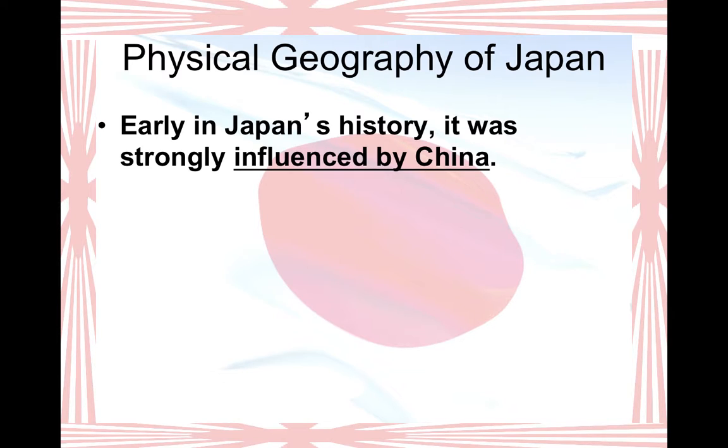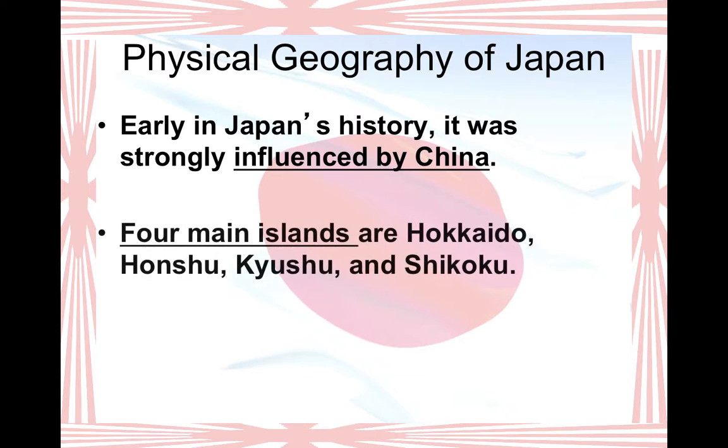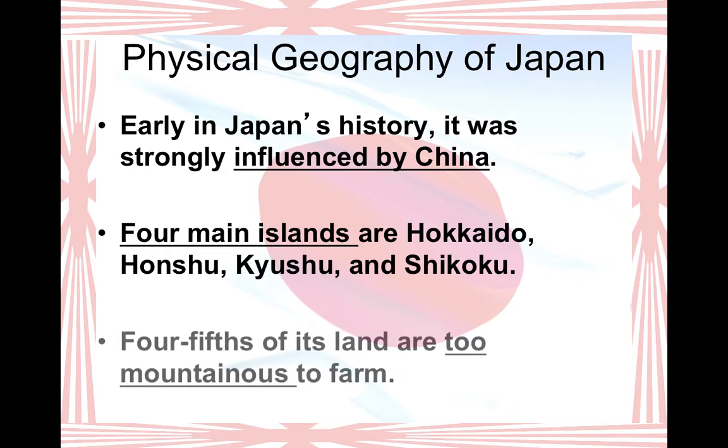So let's talk about the physical geography of Japan. The four main islands are called Hokkaido, Honshu, Kyushu, and Shikoku. Those are the names of the four main islands. You will need to know those at some point. There are also many other little islands, but their names are less important than these four main island names.